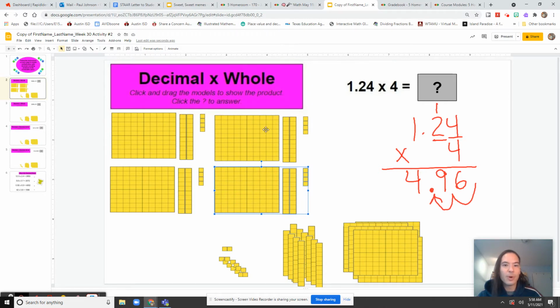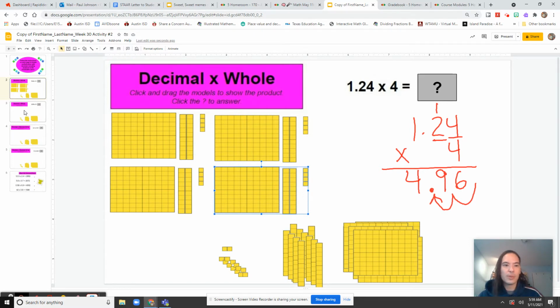So we did 4 groups of 1 and 24 hundredths. As you can see, there's 1, 2, 3, 4 wholes, 8 tenths. And then if we added the 16 hundredths, that would be 1 and 6/10. So 4 plus 8/10 would be 4 and 8/10, plus 16 hundredths would be 4 and 96 hundredths.